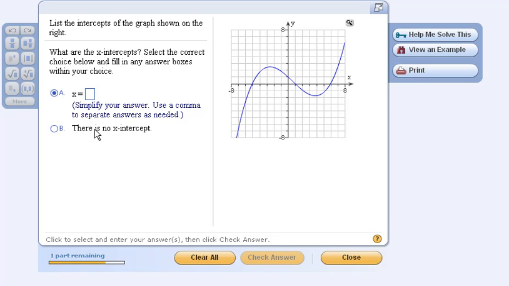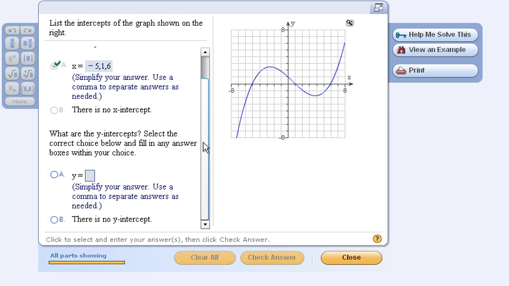So I have to click on the box first, and then I'm going to type in negative 5, comma, 1, comma, and 6. And let's check our answer to see if we're correct. Absolutely, very good. Now it's asking us what are the y-intercepts.